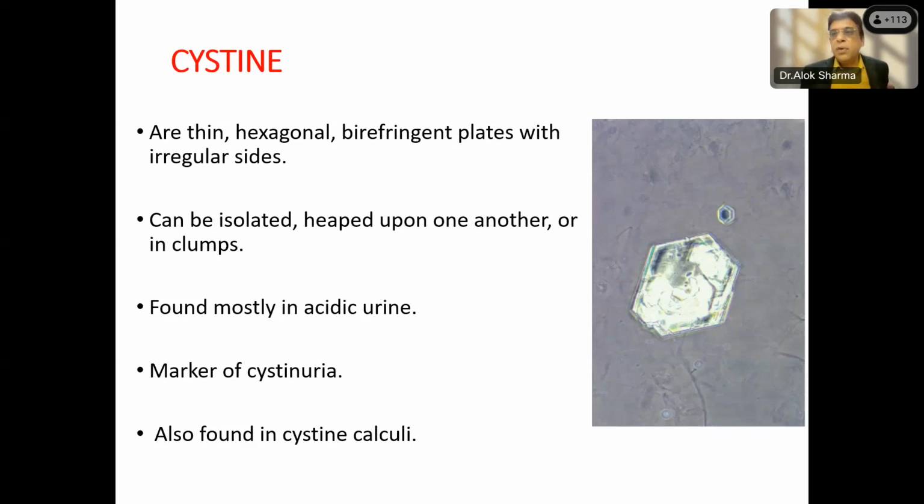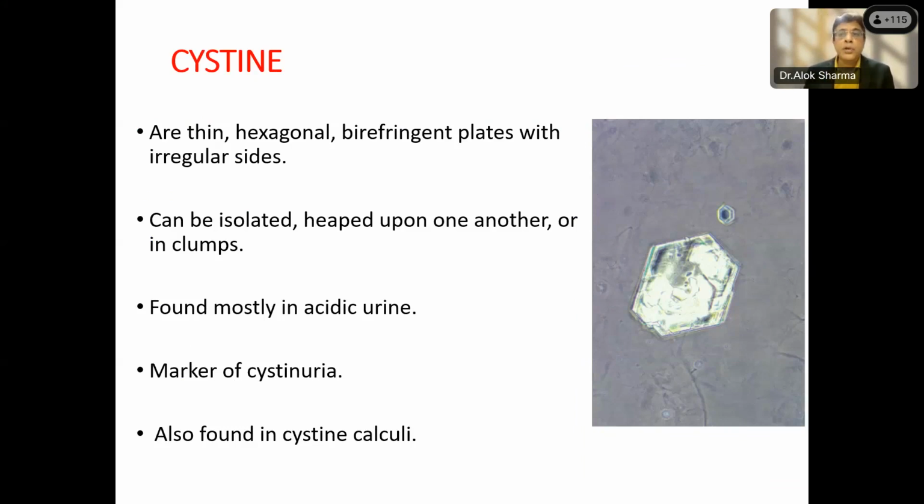Now, just a word on a few abnormal crystals. Whenever you see these crystals, they will be abnormal, so you don't get them in normal urine. In contrast to oxalate, which we have seen just now, which can appear even in normal urine depending on the pH and other things, these crystals are always abnormal.